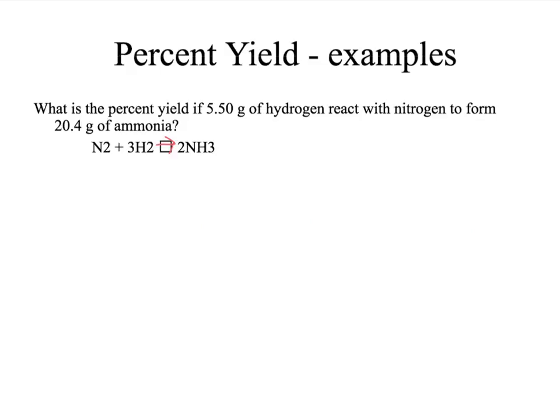So let's do this. Again, after we read the problem, I want you to pause the video and work it out and see if you get the same thing as I do. So this one says, what is the percent yield if 5.5 grams of hydrogen react, so there's our react, so that's going to be our given, with nitrogen to form this many grams of ammonia. So we see that word to form, that means that's going to be our actual yield. So again, we're going to save that till the end.